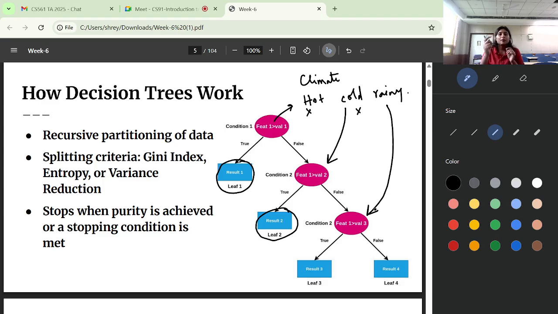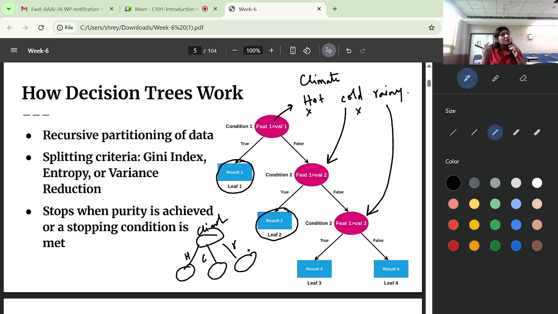In the algorithm this recursive splitting is given for the algorithmic purpose, but as a human you can understand that we will have three branches here. This is your climate, and the three branches will be hot, cold and rainy. If the climate is hot, we are going to take some decision. If the climate is cold, we take some decision. If the climate is rainy, we take some decision. This goes on till we get our final answers.